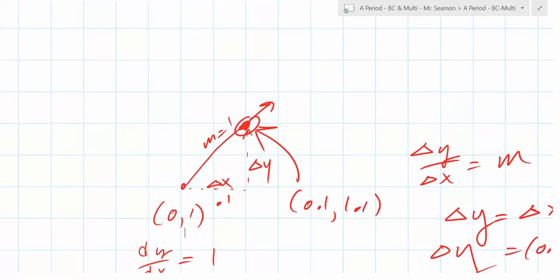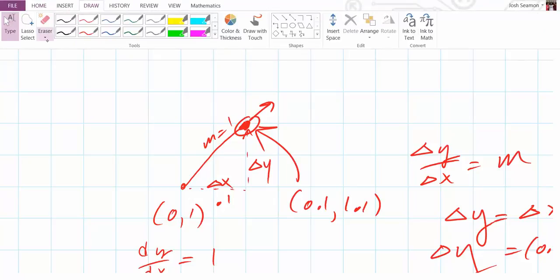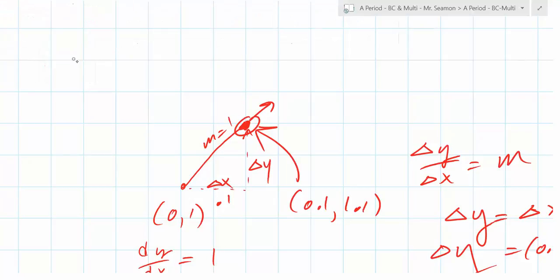What did I call this? What's going on at this point? We need a course correction. We need a new slope. Exactly. So right here, we're not continuing anymore. We're now at the point 0.1, 1.1, and we need a course correction at this point based on that starting point right here.